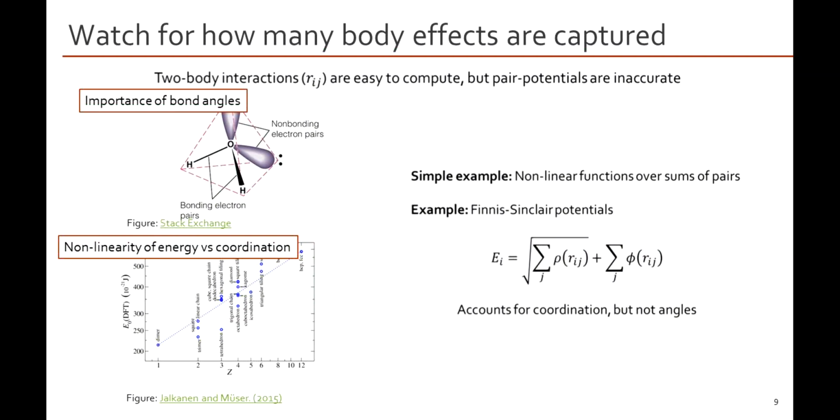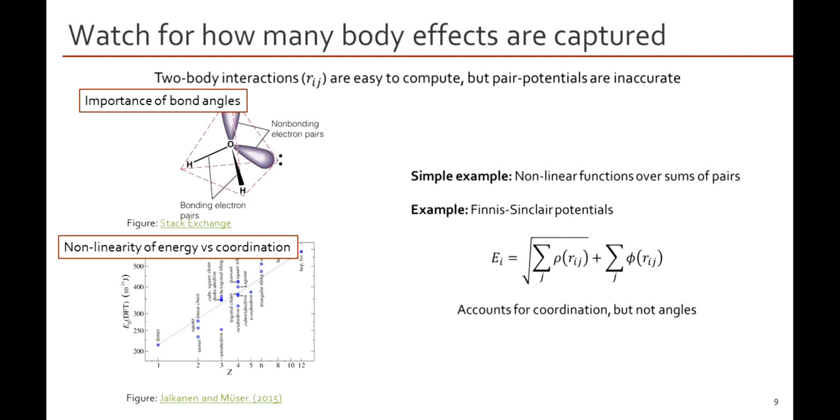And here, just to clarify, what I'm talking about of nonlinearity of energy with coordination is showing that the binding energy of, say, a dimer, where an atom is surrounded by only one neighbor, is not 1/12 the bonding energy of the same material in a face-centered cubic lattice where it has 12 neighbors.